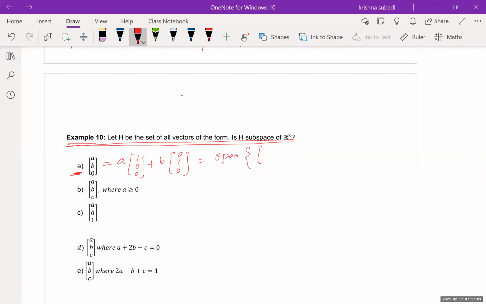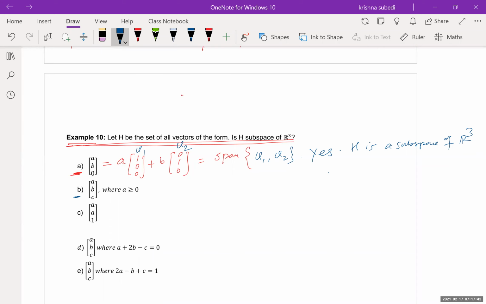As we can see, I can write this as a times (1, 0, 0) plus b times (0, 1, 0), which is actually the span of these two vectors. If I suppose this vector to be v1 and this vector to be v2, then I can write this as a span of v1 and v2. So if it is a span of v1 and v2, therefore this is a vector space. Yes. H is a subspace of R3.